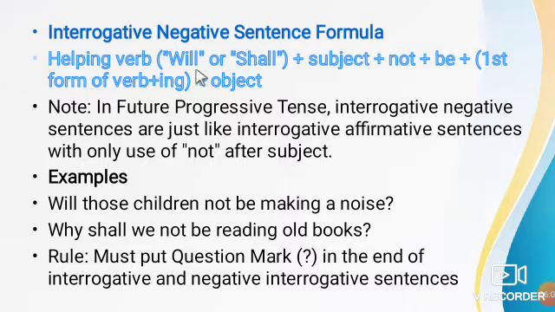The helping verb comes first, will and shall, then subject, then not plus be, first form of verb plus ing, and then object. In future progressive tense, interrogative negative sentences are just like interrogative affirmative sentences with only the use of not after the subject. We just put not after the subject.